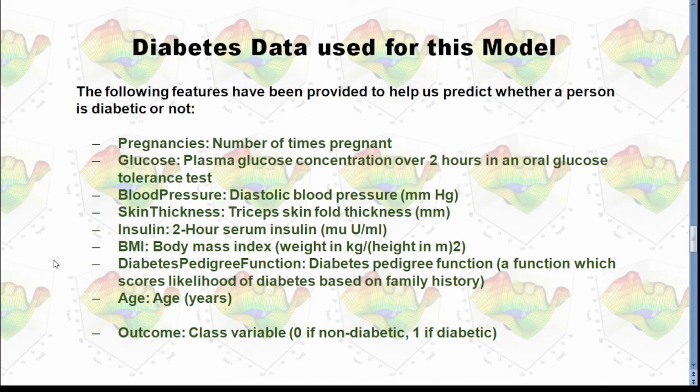I'm going to use diabetes data for demonstration in this model. We have several features from the patients, and then we have the final outcome for each patient to show if the patient is diabetic or not. Those features include pregnancies, glucose, blood pressure, etc. Now let's go to the Python code to see how we can train and validate our model.